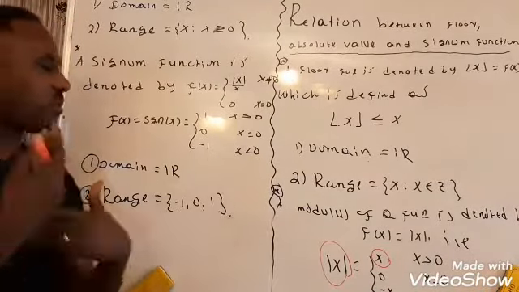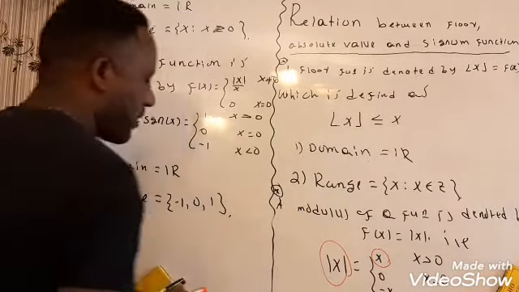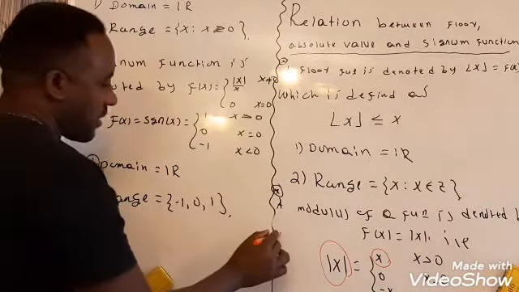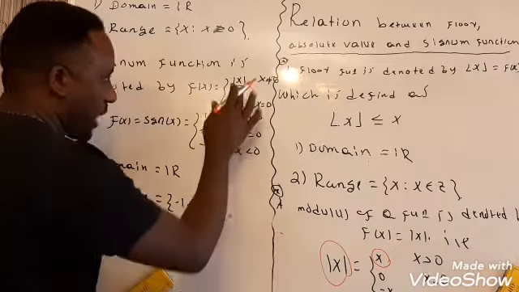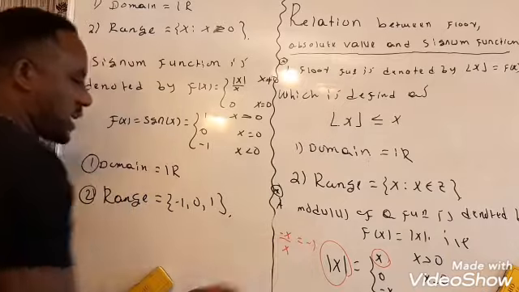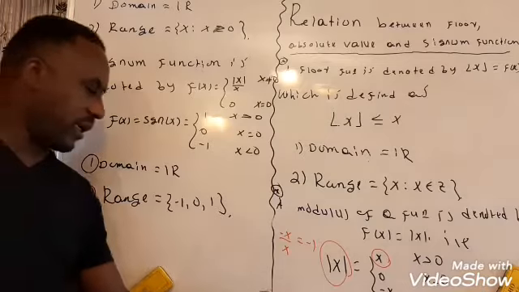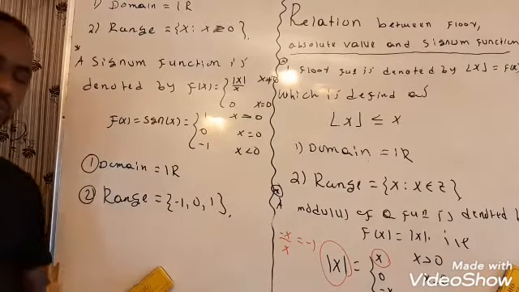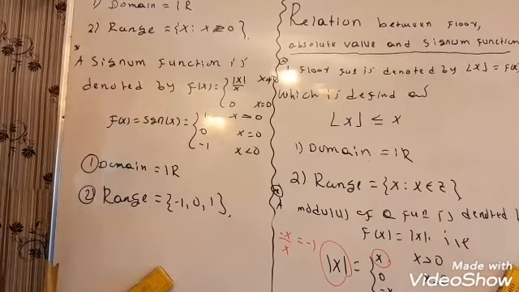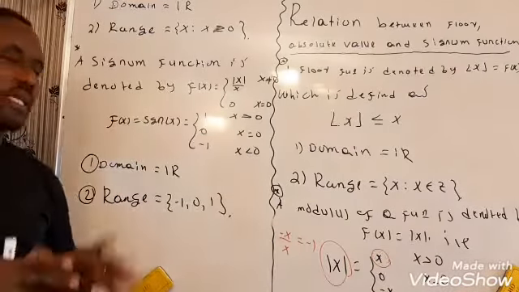For x less than zero, the absolute value or modulus of x is minus x. So in place of the modulus, minus x over x, that's minus 1. So this is the result: minus 1 will be the other range value for the signum of the function. In general, that is the definition of signum, modulus, and floor function as you know.